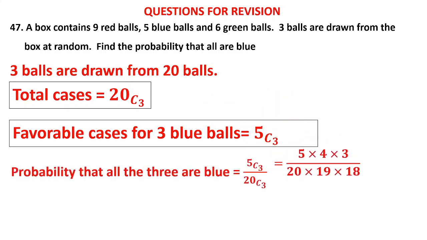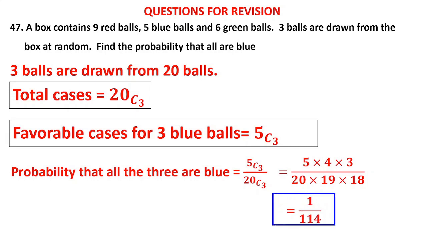5 into 4 into 3 by 20 into 19 into 18. 5 into 4 will get cancelled with 20. 3 will get cancelled with 18. Therefore the final answer is 1 by 140.